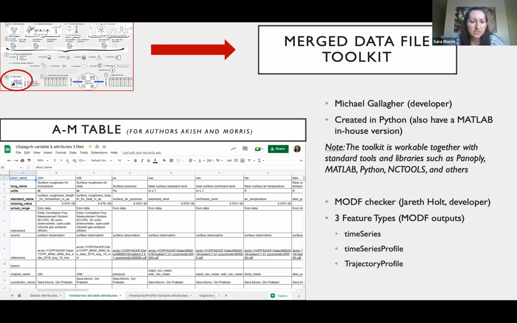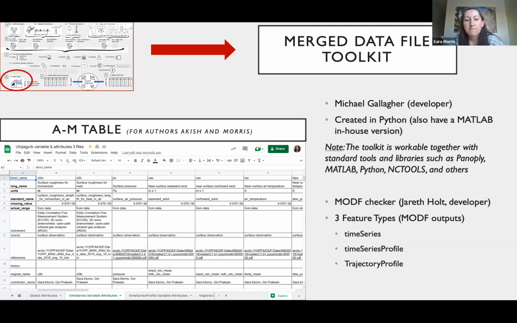And Elena and myself have actually created a metadata table for the MODF creator to use when they're describing and notating the metadata for their specified MODF. And so we've called it the AM table for Utqiaġvik Morris. And it'll hopefully be published tomorrow or the end of the week, also at Zenodo. But the goal in creating this AM table was to standardize and ease the process for inputting the variable and attribute information into the toolkit for the creator of the MODF.